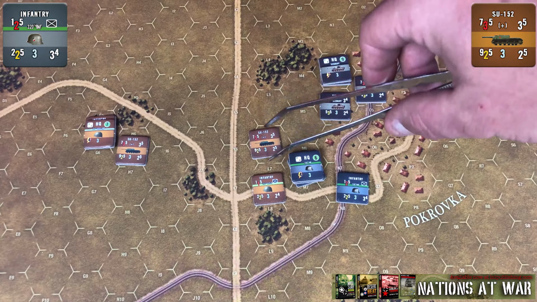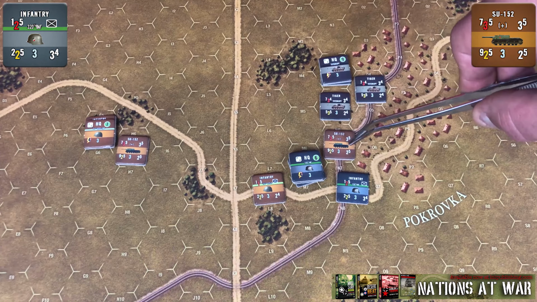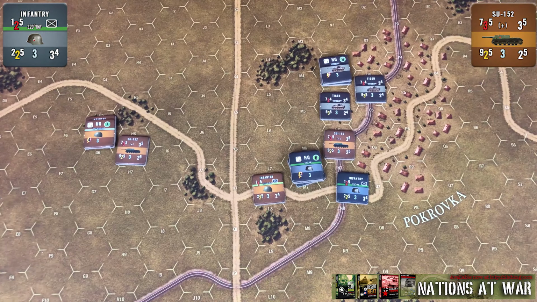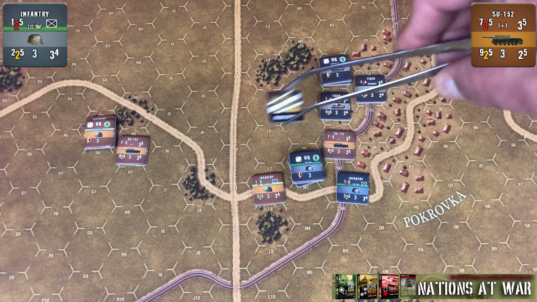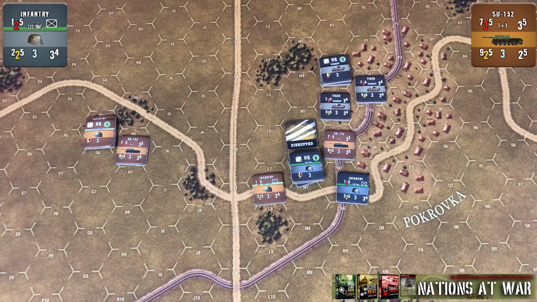Also, if the Su-152 were located in a city hex and they were to assault them in the city, they would reduce their to-hit number by 1 and increase their assault firepower by 1. But do keep in mind, neither of those bonuses are going to apply if the attacking infantry are disrupted.